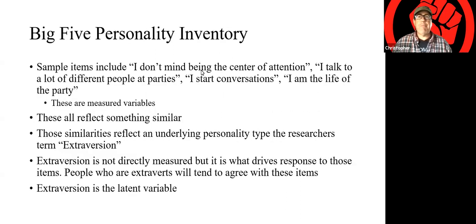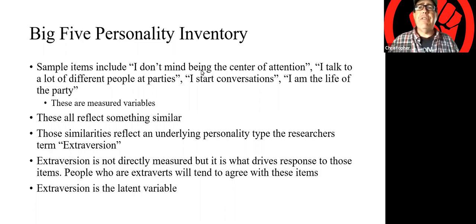All right, we'll take a little dip into the Big 5 personality inventory again. For example, within the Big 5 inventory, here are some questions. I don't mind being the center of attention. I like to talk to a lot of different people at parties. I start conversations. I am the life of the party. These are questions from the scale, or what we would call measured variables.